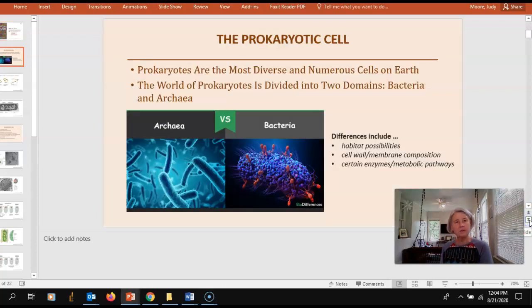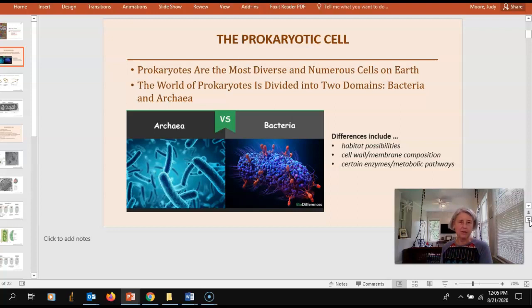So prokaryotes are the most diverse and the most numerous cell type on Earth. Prokaryotic cells have some characteristics. As you know, they have an outer membrane, but they don't have any internal membranes, no compartmentalization by membrane structure. They have a much smaller genome than eukaryotes. The genome is contained in a single circular chromosome.